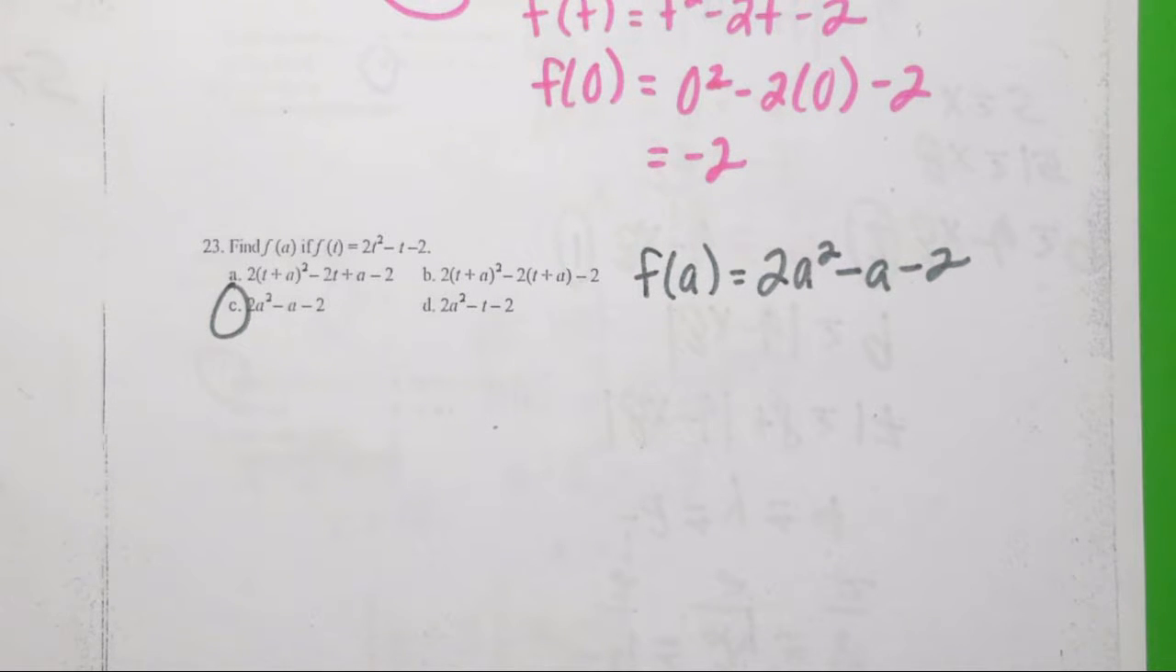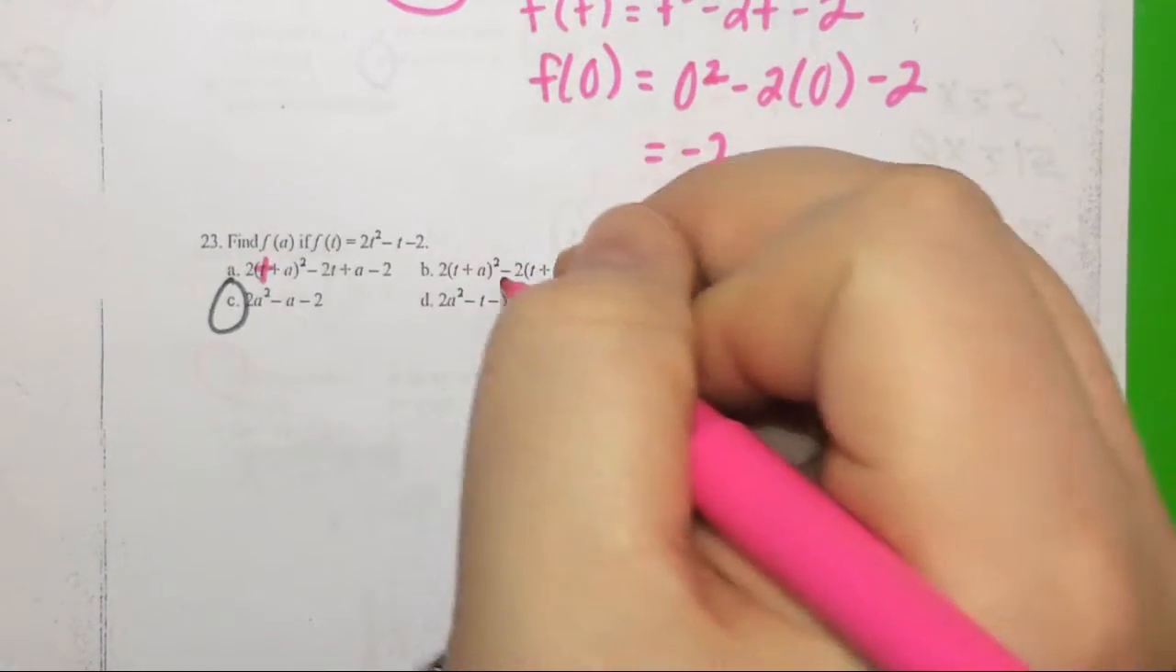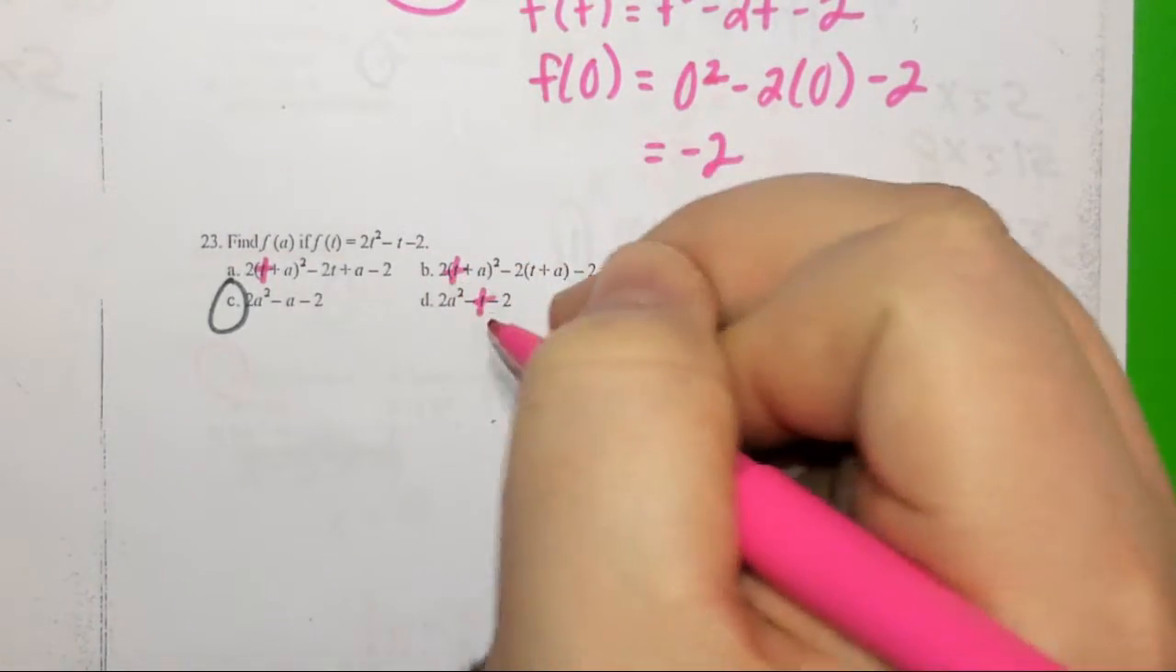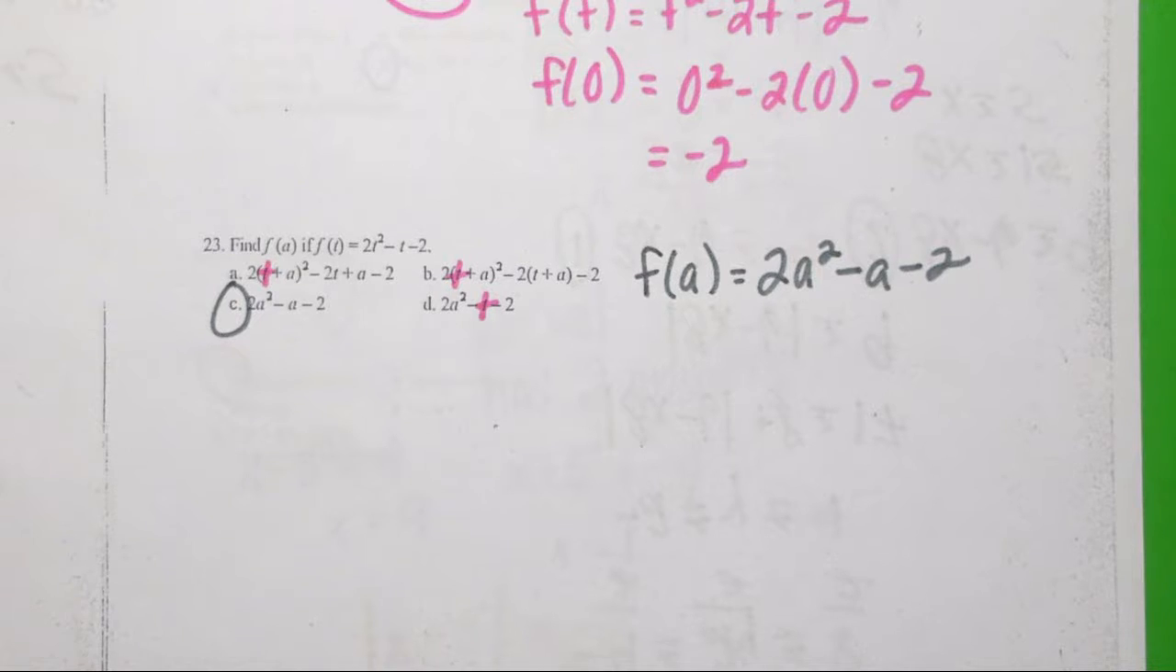In fact, I didn't even have to work this one out. I knew it wasn't A, B, or D because A has a t, B has a t, D has a t. I thought if we were doing f at a, everywhere we saw a t, we replaced it with a. So why would any answer choice with a t make sense? I'm telling you, if you see f at cupcake, everywhere you see the variable, you replace it with cupcake.